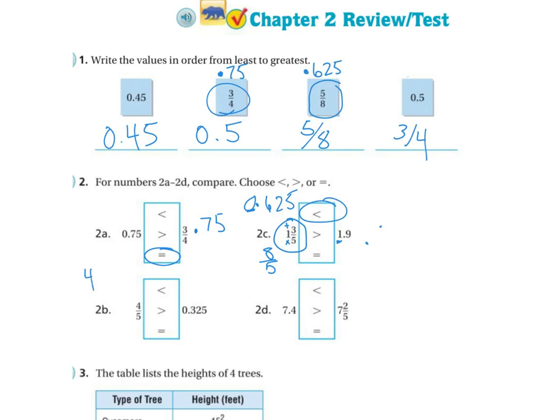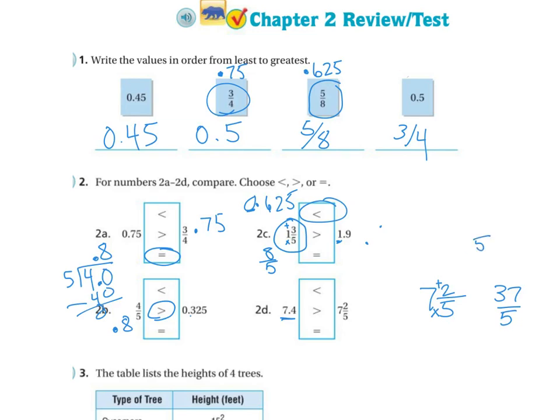So we've got 4 divided by 5. 5 can't go into 4, so I add my 0, my point. 5 goes into 40 8 times. Subtract, I get 0. So this is 0.8, and I'm comparing it to 0.3. 0.8 is a bigger number, so I'm going to circle the greater than sign. Over here, again, I have to convert the 7 2/5. Before I can convert it into a decimal, I have to convert it into an improper fraction. So 7 times 5 is 35, plus the 2 is 37. So we have 37/5.